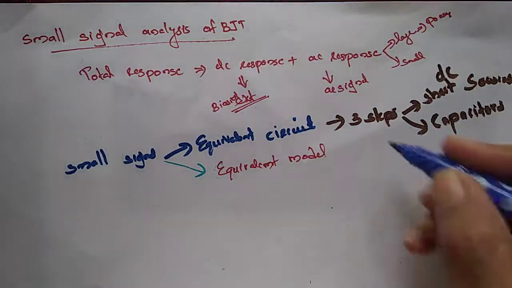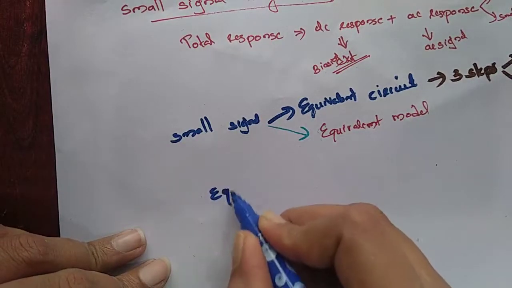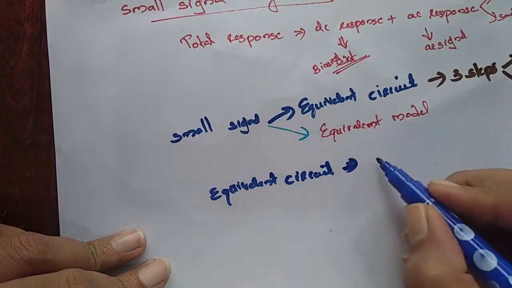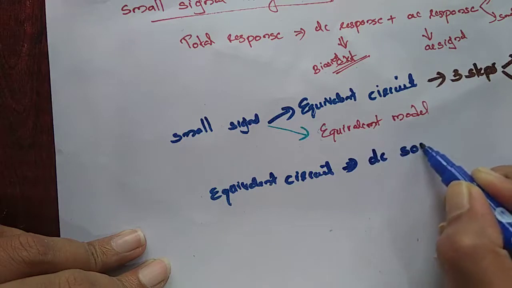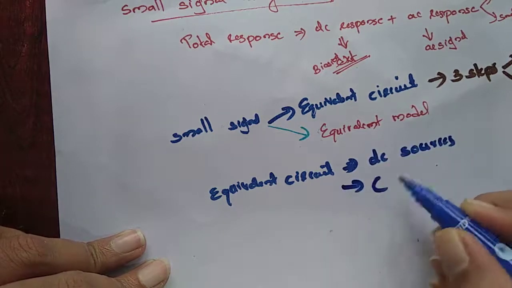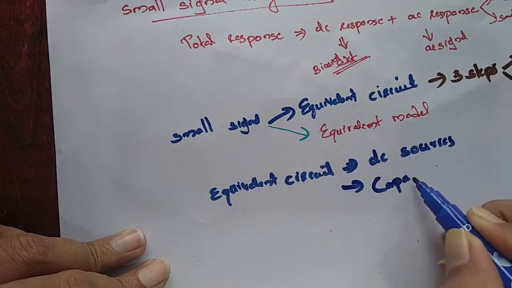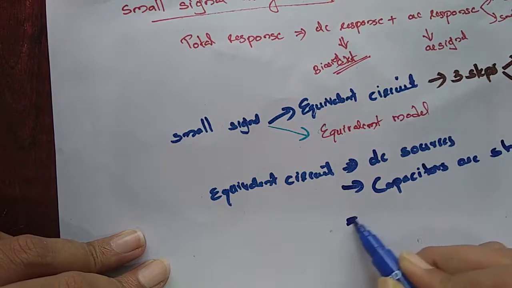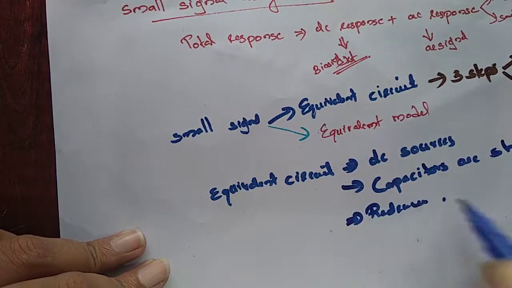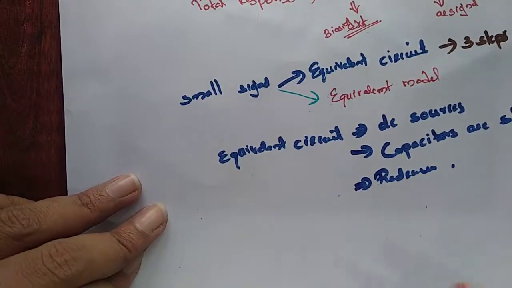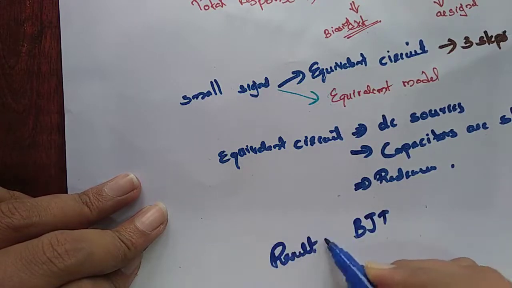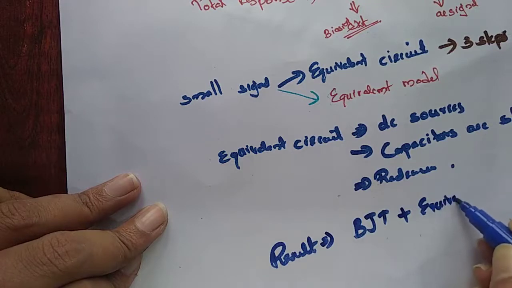In the three steps, first we removed the DC sources, that is, the DC sources are shorted. In the second step we assumed a large value of capacitance, so the capacitors are short circuited, and we redrew the circuit. As a result, our circuit will have a BJT plus the equivalent circuit elements.